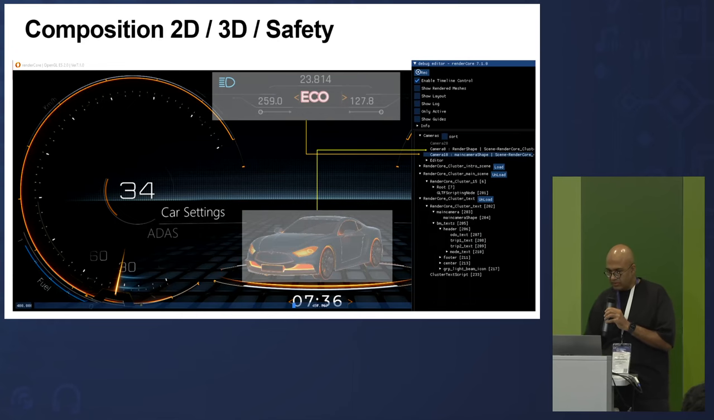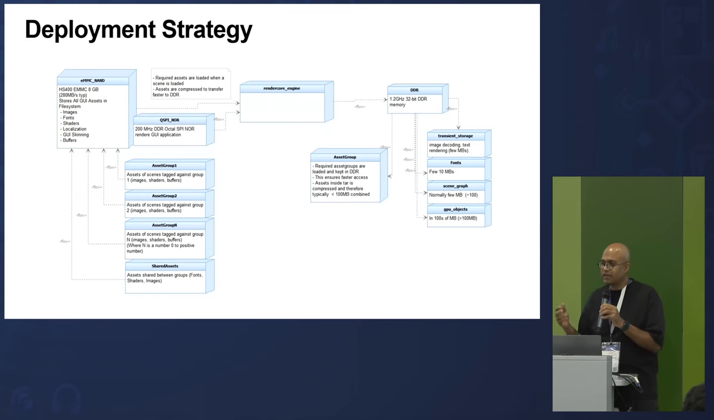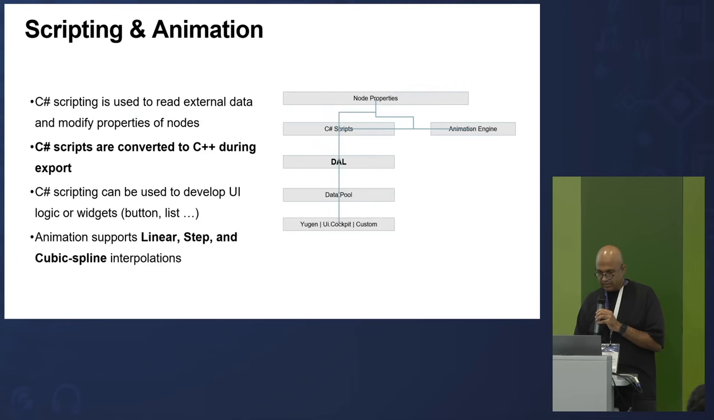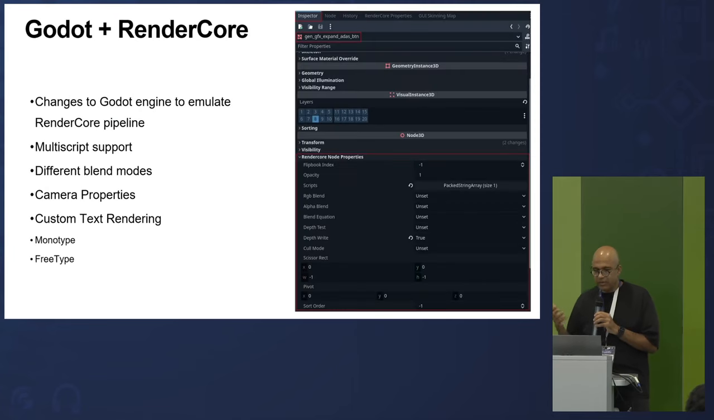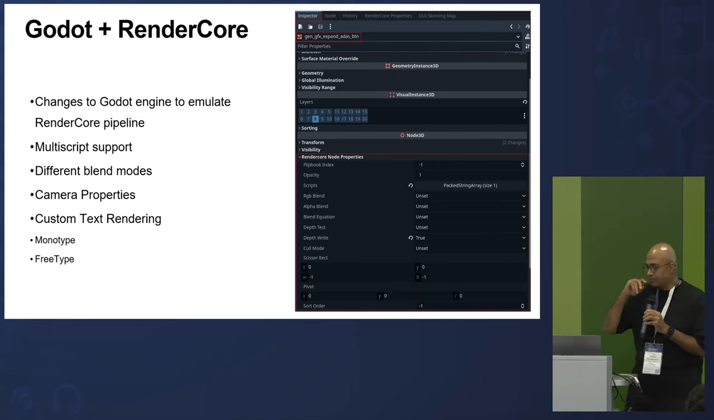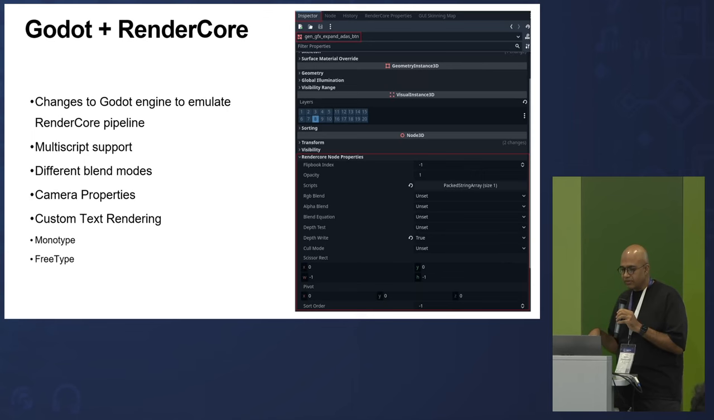So this is a composition, a deployment strategy of saying how things need to be loaded during startup and so on. Let me skip a few slides and show what changes we made to Godot, right? Let's say we had a few things to accomplish to maintain compatibility with earlier systems. We needed multi-script support. So Godot only supports one script for one node. So we had to do multi-script support, and especially with C# and C sharp, which was tricky.